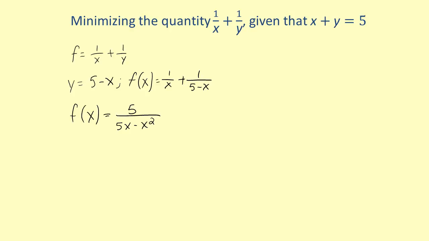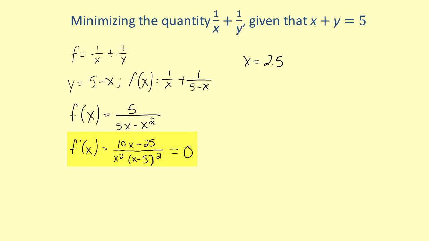Next, find the derivative, which is equal to f prime of x is equal to 10x minus 25 all over x squared times the quantity x minus 5 squared. Next, set the derivative equal to 0 and solve. Solving this equation for x, we get an x value of 2.5. So we know that f is minimized when x is equal to 2.5.